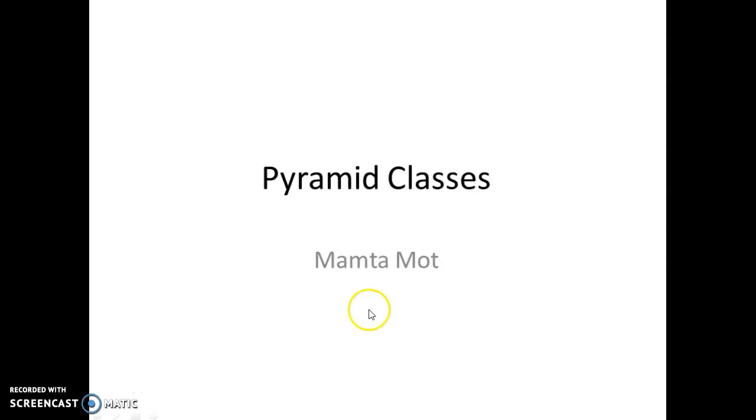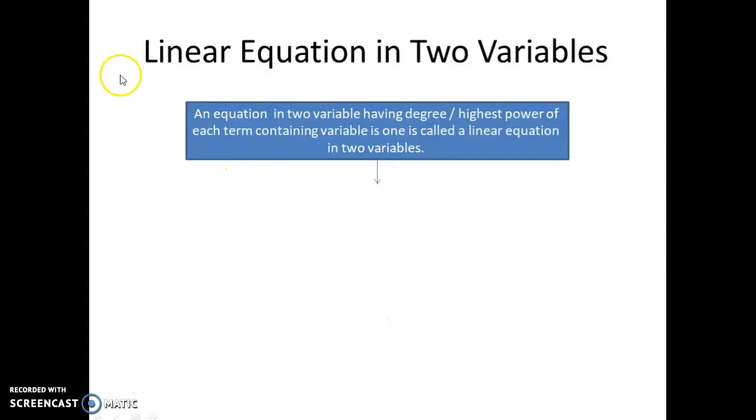Today I am going to discuss the topic linear equations in two variables. An equation which is linear means having a degree 1, but with how many variables? Correct, 2 variables. So an equation in two variables, where the highest power of each term containing the variable is 1, is called a linear equation in two variables. What will be the general form?